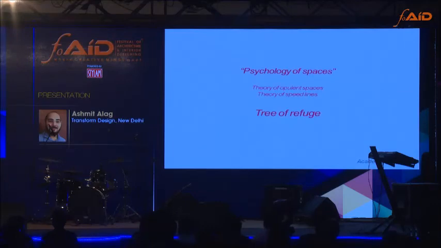Tree of refuge is another theory which goes ahead and explains that throughout the human evolution, everything and every place that we lived under was bent or curved. The caves were bent, the trees were bent. In fact, there's nothing straight in nature because the earth itself is round.